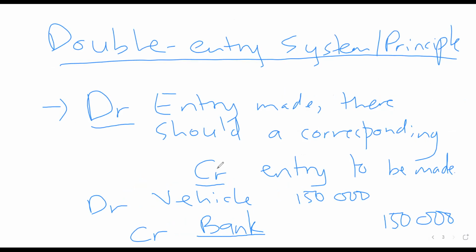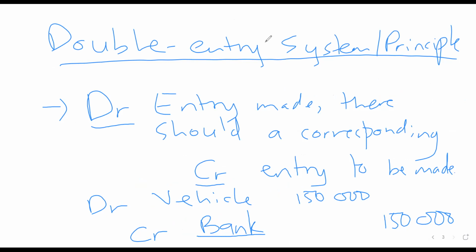Very, very important. What I've just illustrated, where I'm crediting bank, is a scenario whereby money was used to buy an asset. So money is going out. Assets in the form of bank will be decreasing, hence we are crediting bank. And the other asset which has been bought is increasing in the form of vehicles, hence we have debited the vehicle account to the value of 150,000.